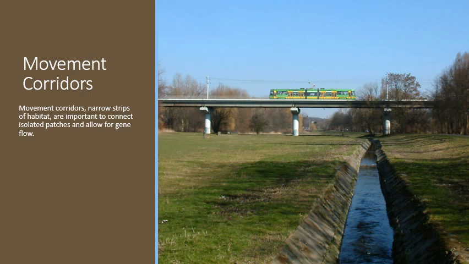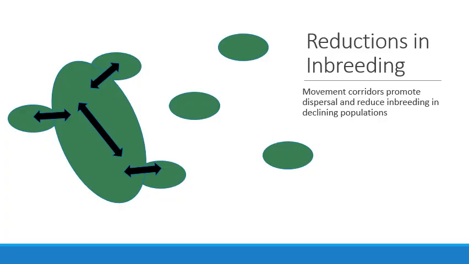We've created purposefully these movement corridors to allow organisms to move freely throughout this habitat so that they are not fragmented. They can breed with each other. Genes can flow. Movement corridors promote dispersal and thus reduce inbreeding among declining populations. Fragmentation leads to homozygosity. Movement corridors can lead to heterozygosity.